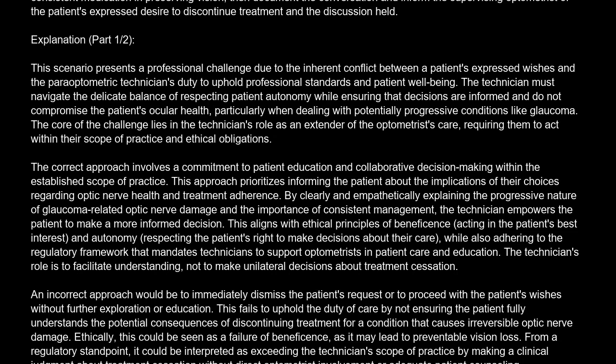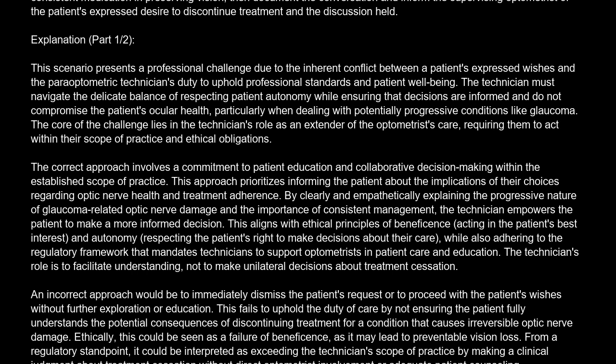The correct answer is D. Gently explain to the patient the progressive nature of glaucoma-related optic nerve damage and the critical role of consistent medication in preserving vision. Then document the conversation and inform the supervising optometrist of the patient's expressed desire to discontinue treatment and the discussion held.